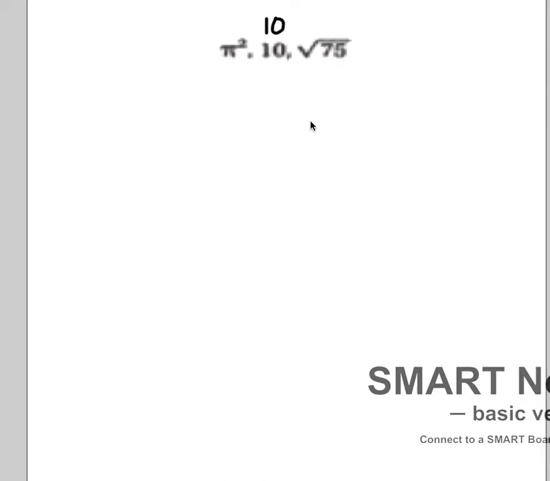So I know a perfect square is 81, whose square root is 9. So this number, the square root of 75, is going to be less than 9. So for now, I'm just going to put something like, I don't know, 8.7. And we'll see if that will work.